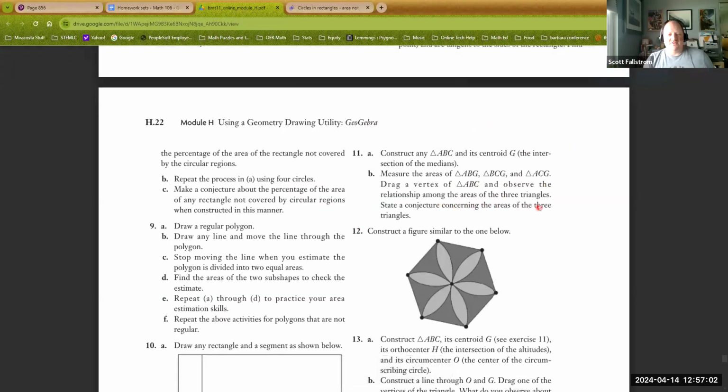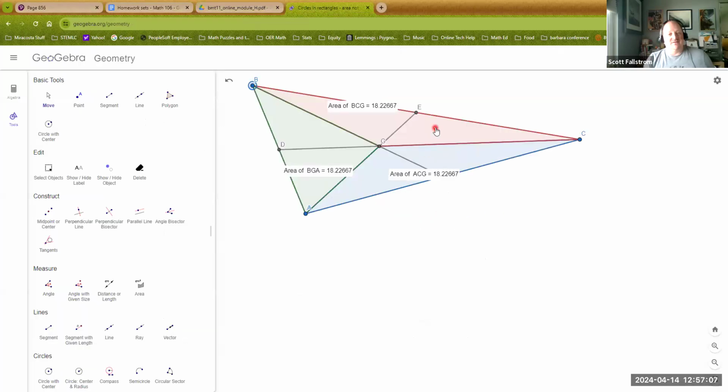State a conjecture concerning the areas of these 3 triangles. My conjecture is that the area of those 3 triangles is going to be exactly the same. That would be my conjecture.